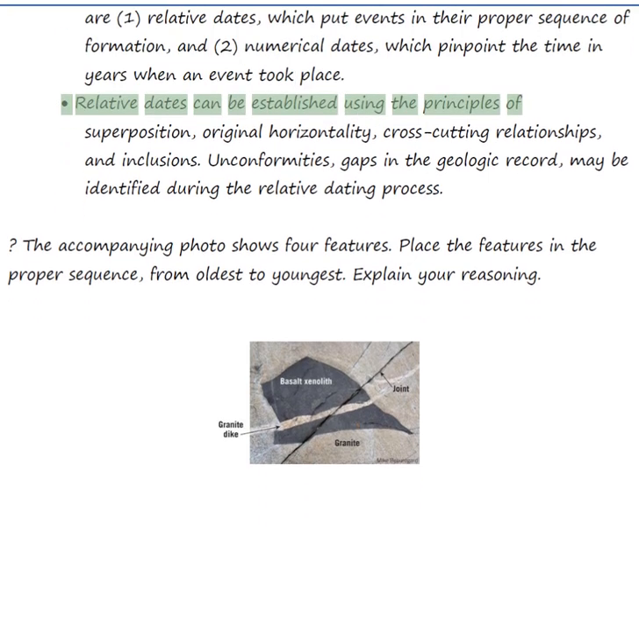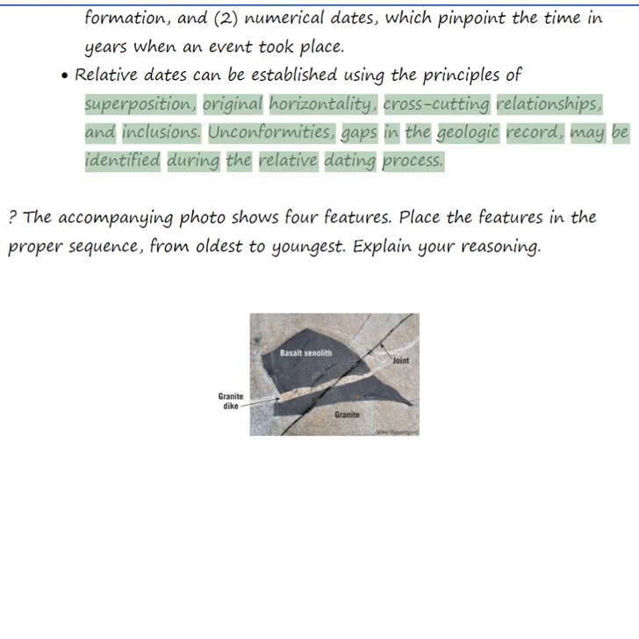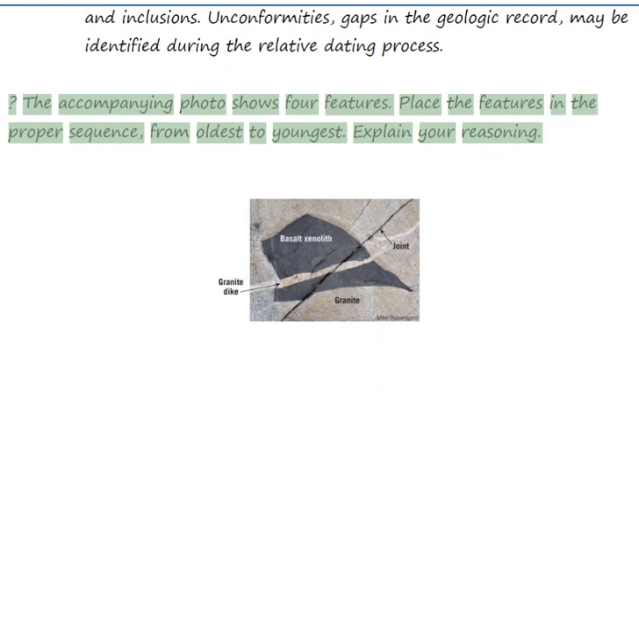Relative dates can be established using the principles of superposition, original horizontality, cross-cutting relationships, and inclusions. Unconformities, gaps in the geologic record, may be identified during the relative dating process. The accompanying photo shows 4 features. Place the features in the proper sequence, from oldest to youngest. Explain your reasoning.